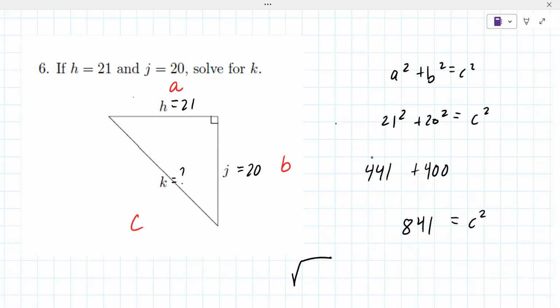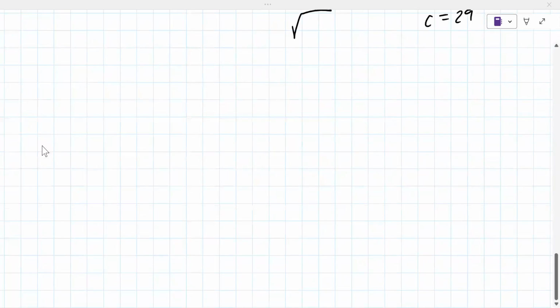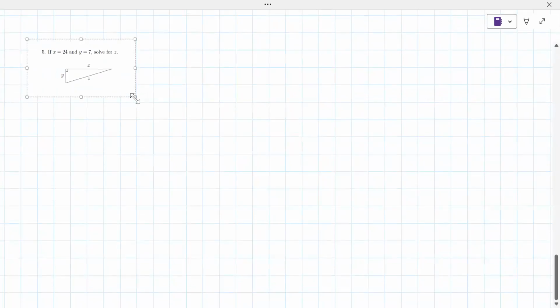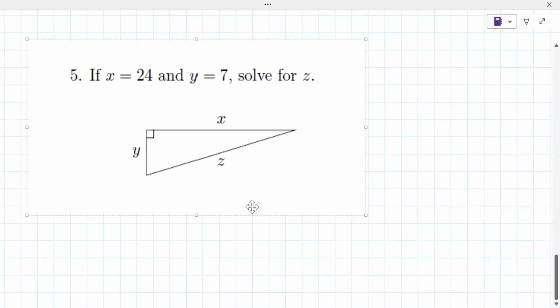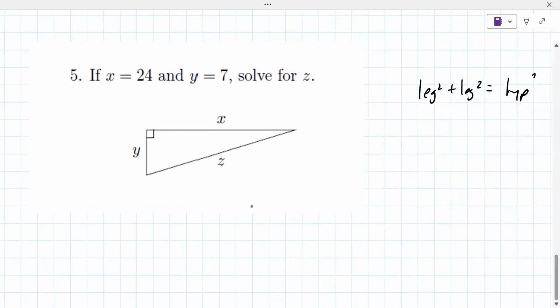All right, 29. C is 29, good. All right, so let me have you try one more on your own before we move to a new style of question. It's just like the last, where it's not A, B, and C, it's different letters, but you're still solving for the hypotenuse, because the Pythagorean theorem is really leg squared plus leg squared equals hypotenuse squared. I mean, that's all A squared plus B squared equals C squared.